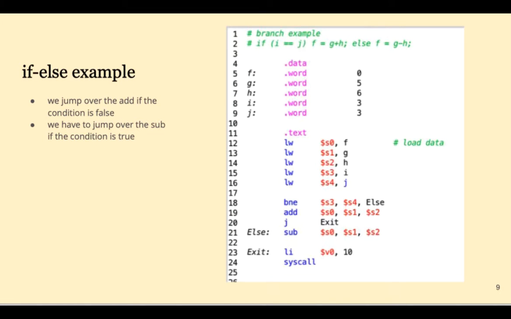This is the same code, but put in the context of a complete program. So one more time, notice that S3 and S4 represent I and J. And if they're equal, then this branch will not be true and we'll do the add, and then jump over the else. If I and J are not equal, then we'll jump to the else and do the subtract.